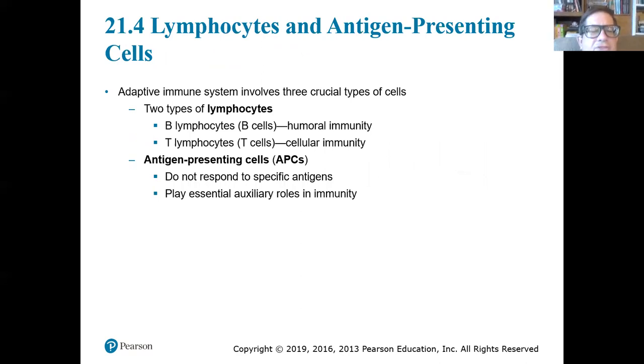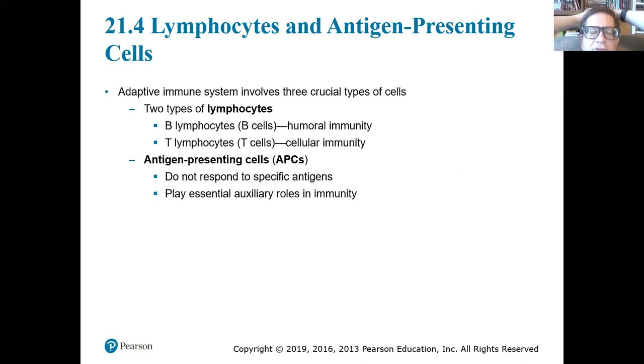All right, so we've got 3 basic types of cells in the adaptive immune system, and we're still talking humoral here because we're talking antigens and antibodies. 2 lymphocytes, B and T cells. The B ones are the humoral and the T ones are the cellular. That means the B ones are involved with antibodies, antigen. The T ones are involved with directly attacking cells.